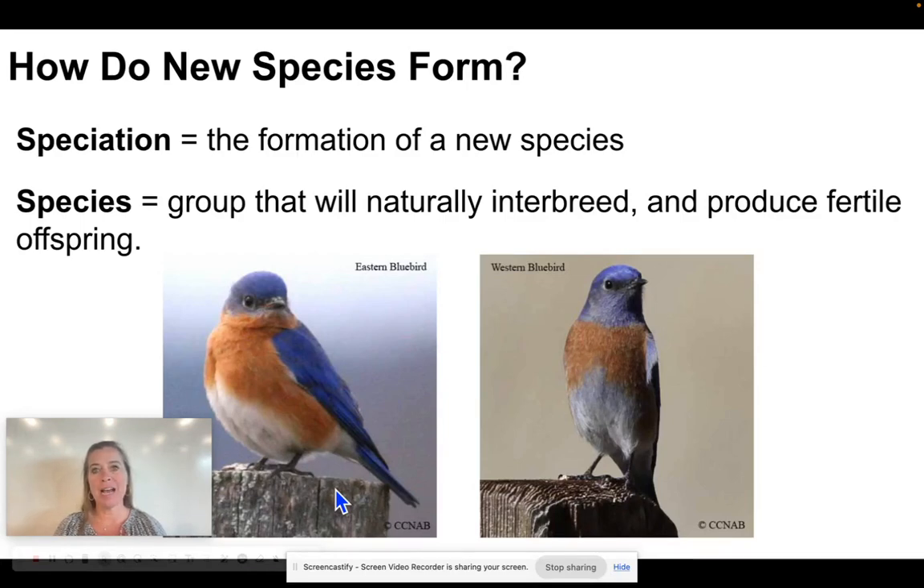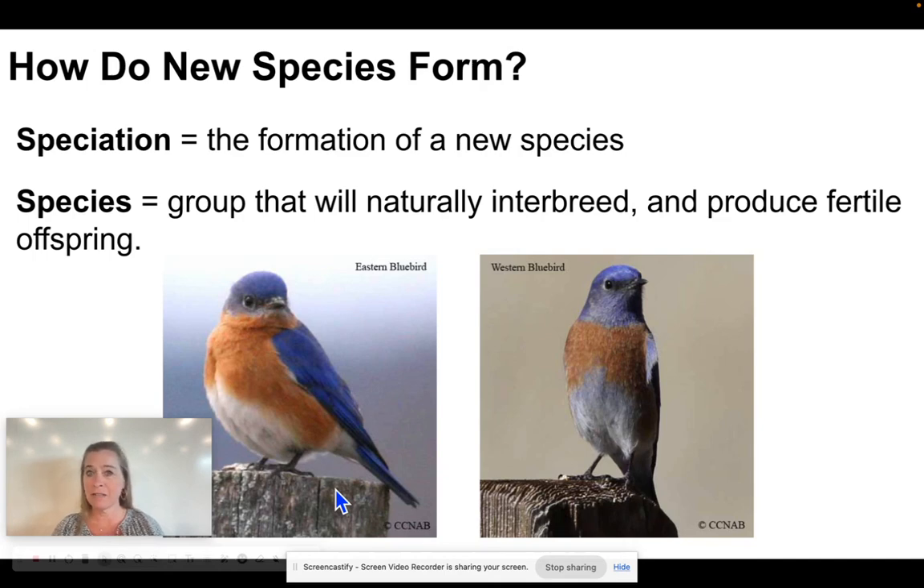We're just going to do our last lecture on evolution before we start taxonomy. In this lecture, we're going to focus on how new species form. The process of the forming of a new species is called speciation. So that's what we're going to be focused on, speciation.